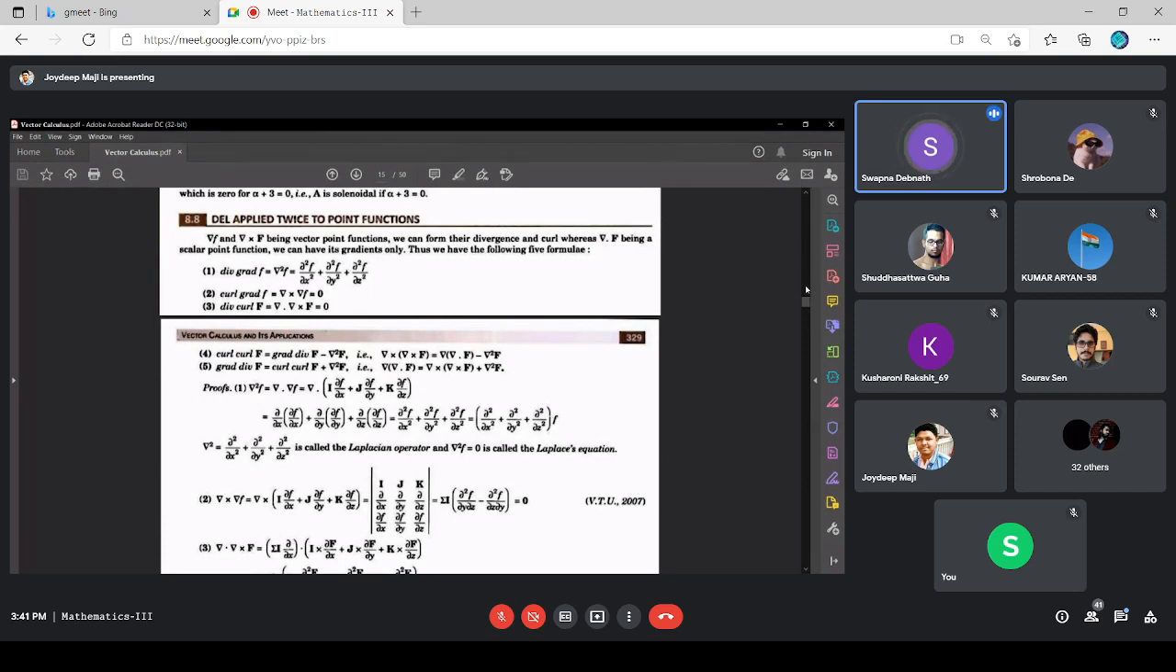Divergence f means del dot f, and del dot f is a scalar quantity. Del dot f is divergence f, and gradient means del of del dot f, that is equal to curl curl f plus del square f.